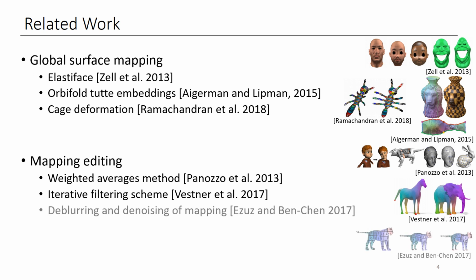Ezuz and Ben-Chen presented a method for the deblurring and denoising of functional maps. They smooth a reconstructed map by mapping the eigenfunctions of the Laplacian of the target surface in the span of source eigenfunctions. Their technique can be incorporated into existing functional mapping methods, but selecting the right number of eigenfunctions to perform the denoising is difficult.